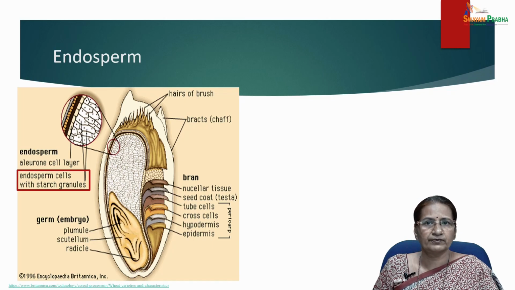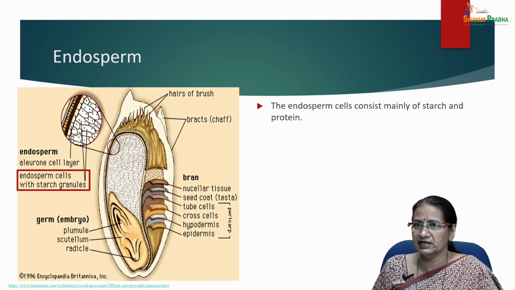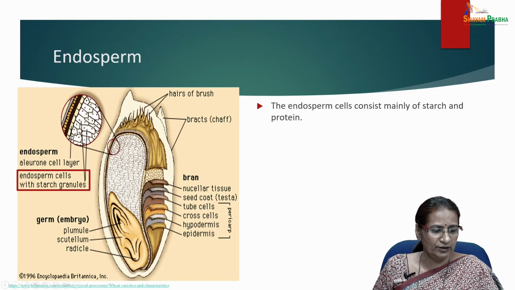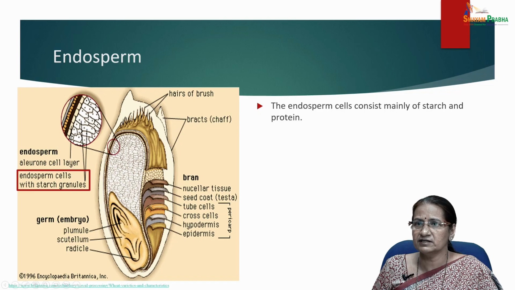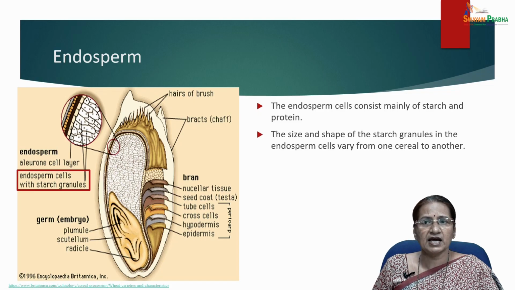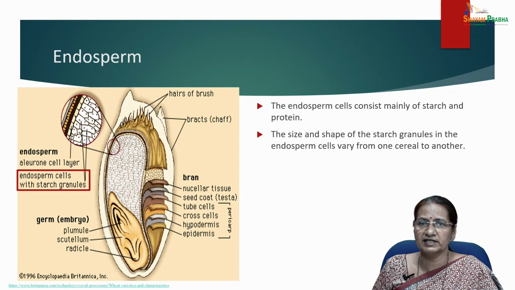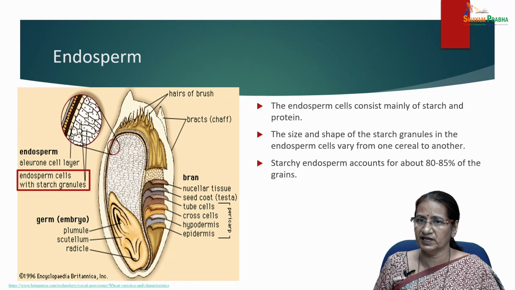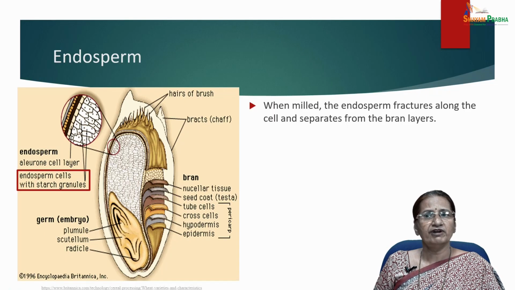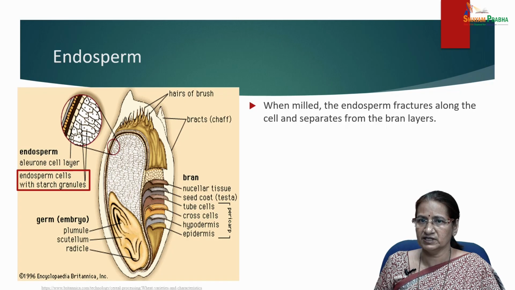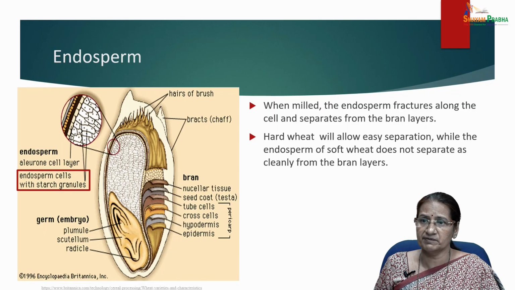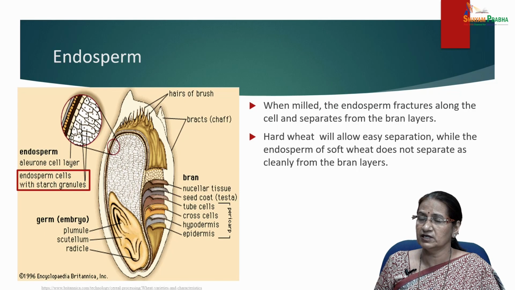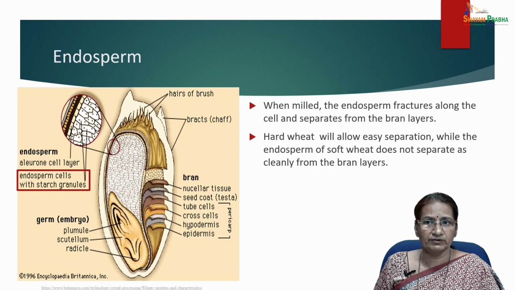Now, endosperm. The endosperm cells consist mainly of starch and protein. The size and shape of starch granules in the endosperm cells vary from one cereal to another. Starchy endosperm accounts for about 80 to 85% of the grain. When milled, the endosperm fractures along the cell and separates from the bran layers. Hard wheat will allow easy separation, while the endosperm of soft wheat does not separate as cleanly from the bran layers.